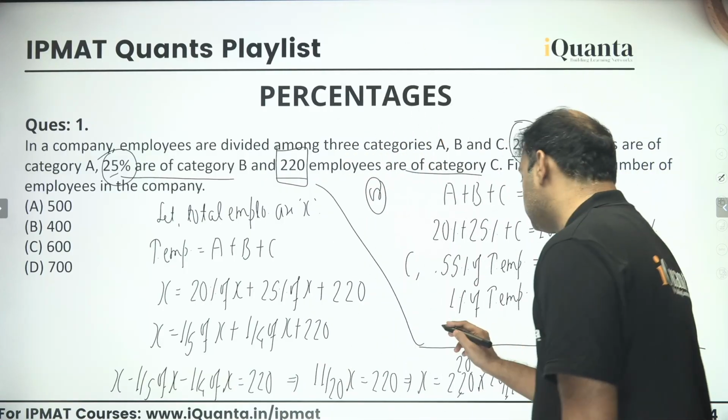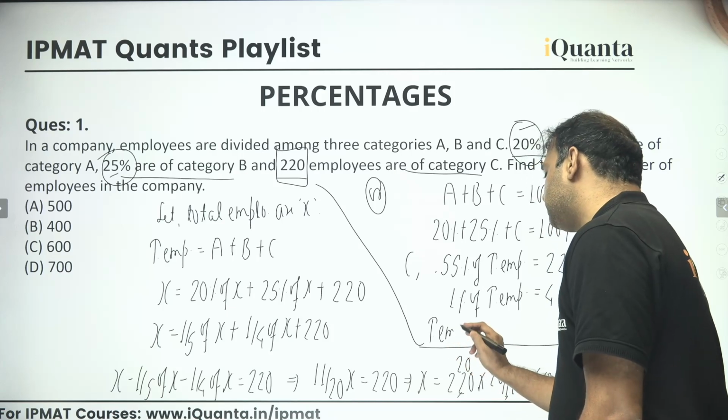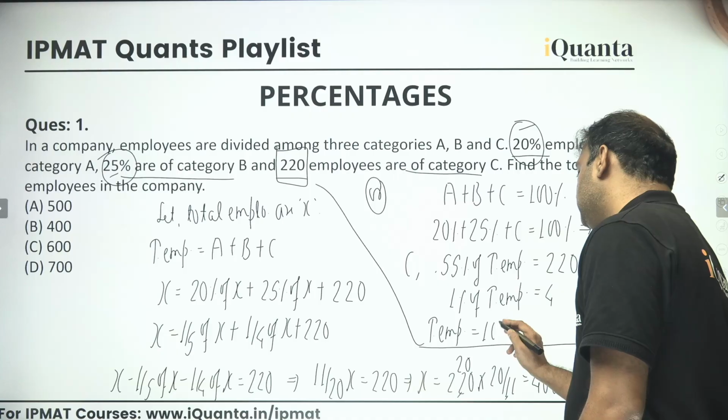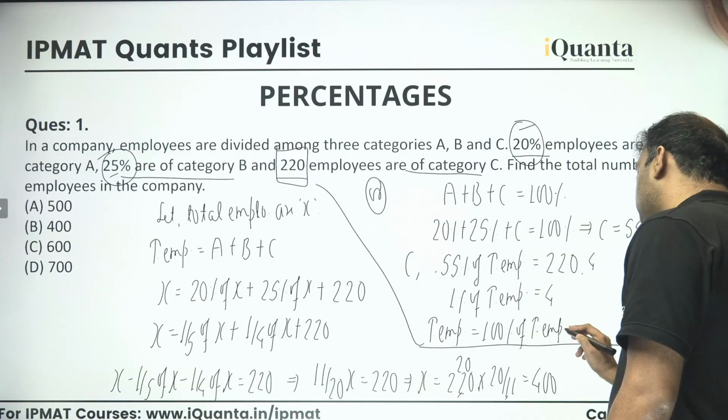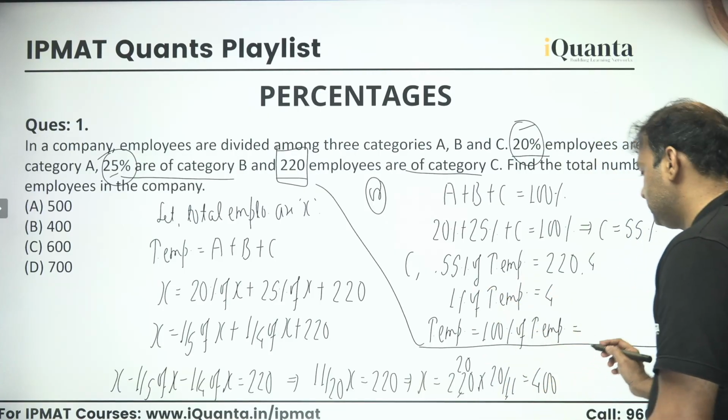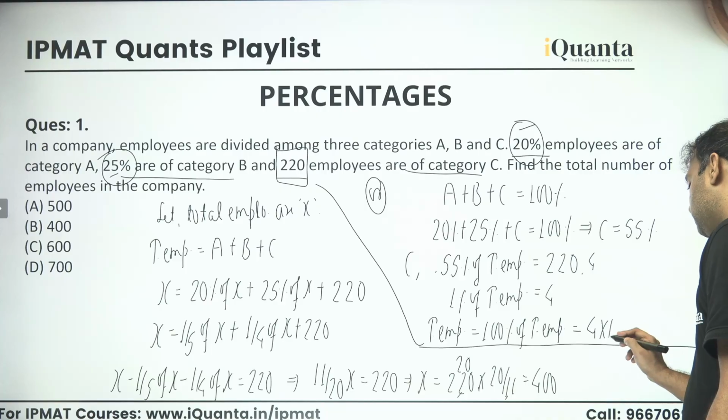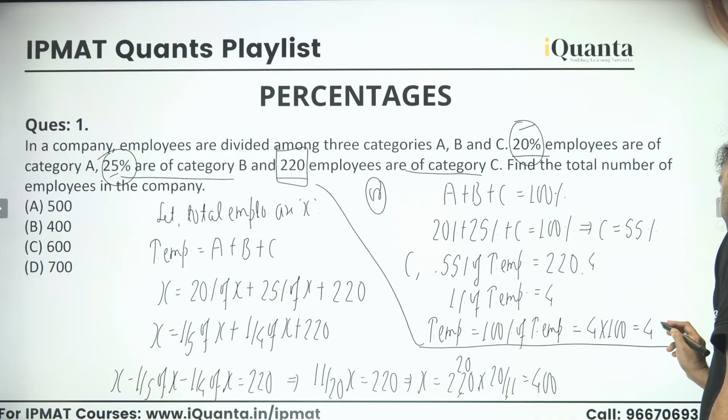And I also said that any number is nothing but 100% of itself. So total employees is nothing but 100% of the total employees as well. Now guys, we know that 1% of total employees is 4. So what should be 100% of the total employees? This is equal to 4 into 100, which equals 400. So we can solve the similar question this way, and the answer is coming 400.